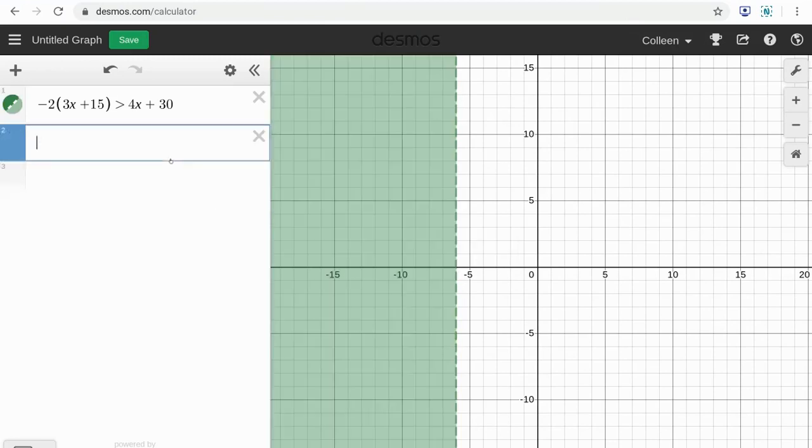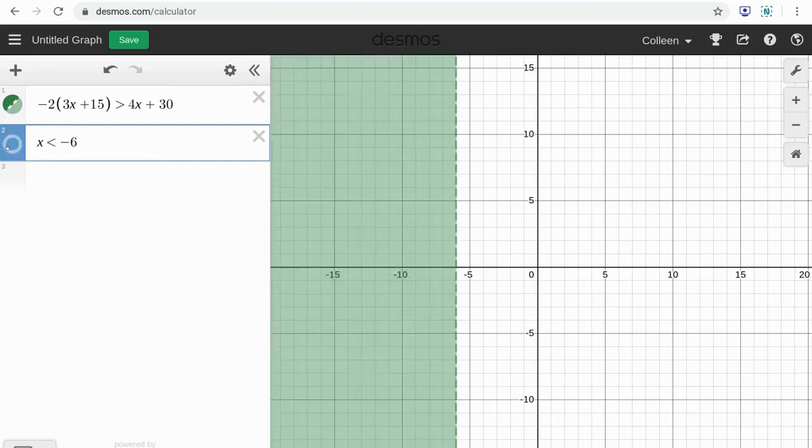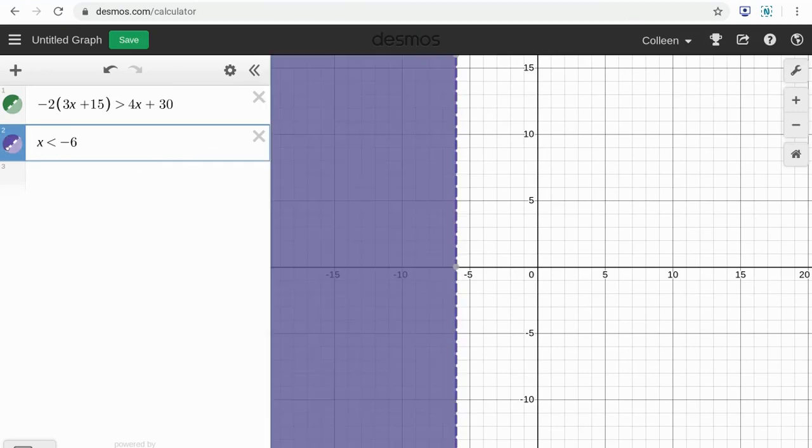So let's just test out my solution. We have x is less than negative 6. And I know that I got my solution correct, or I wrote my solution set correctly, because I see that it made the exact same inequality as before.